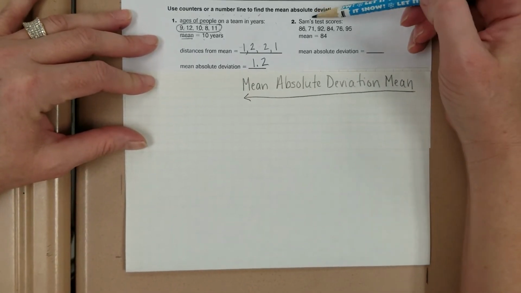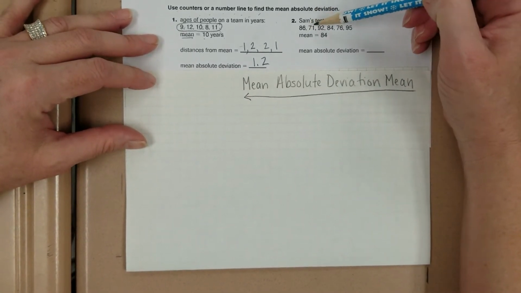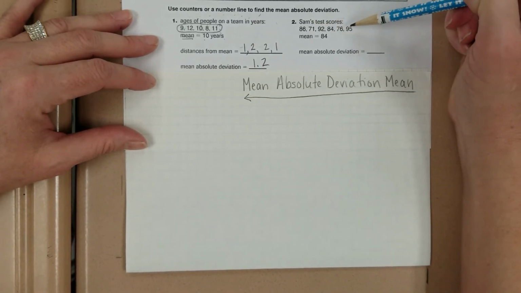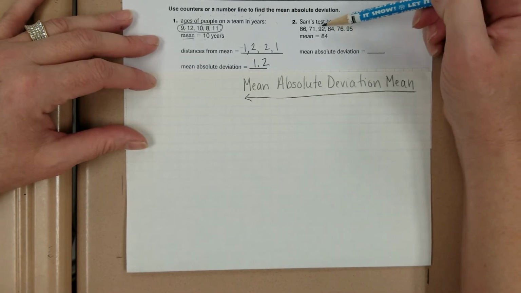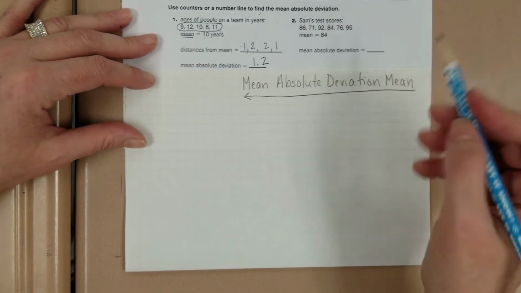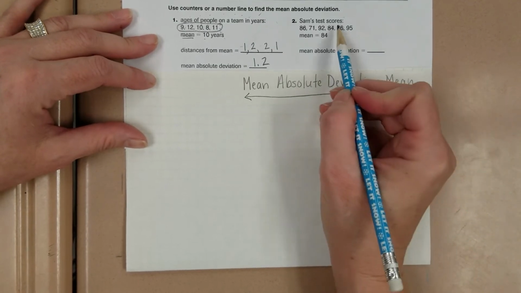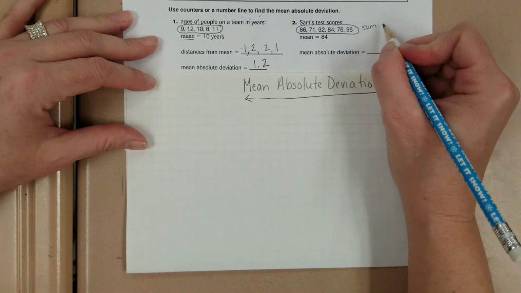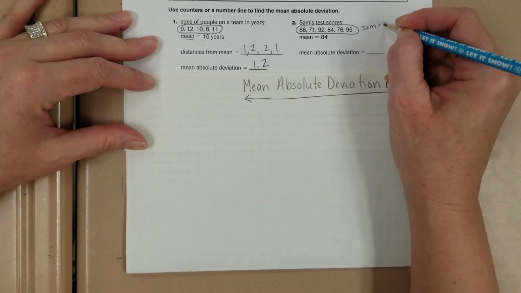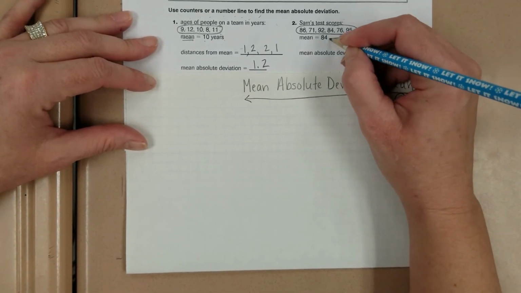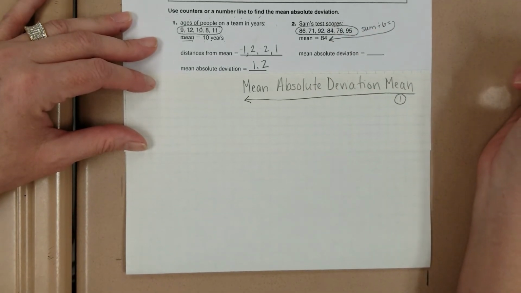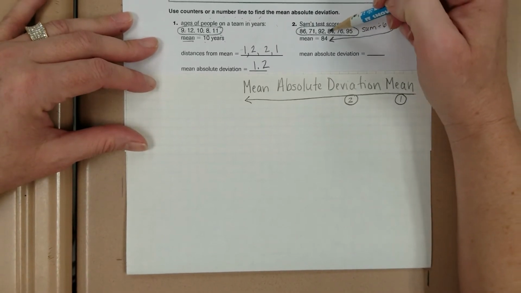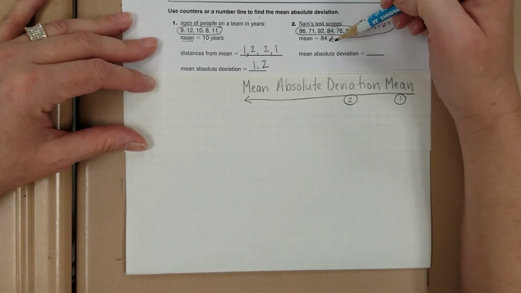So here we have Sam's test scores: 86, 71, 92, 84, 76, and 95. So there's 1, 2, 3, 4, 5, 6. So in step 1, they added up the values, they got the sum, and they divided by 6. And that gave them the mean of 84. Now, step 2, we have to figure out how far away each of these test scores deviates from the mean.